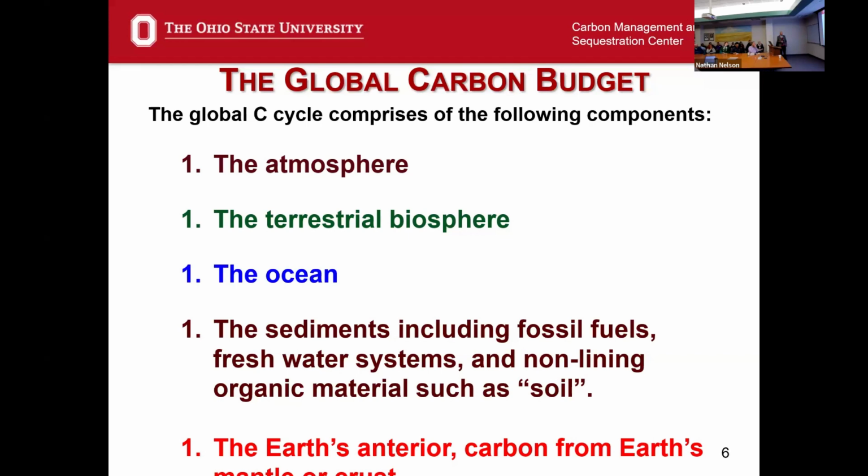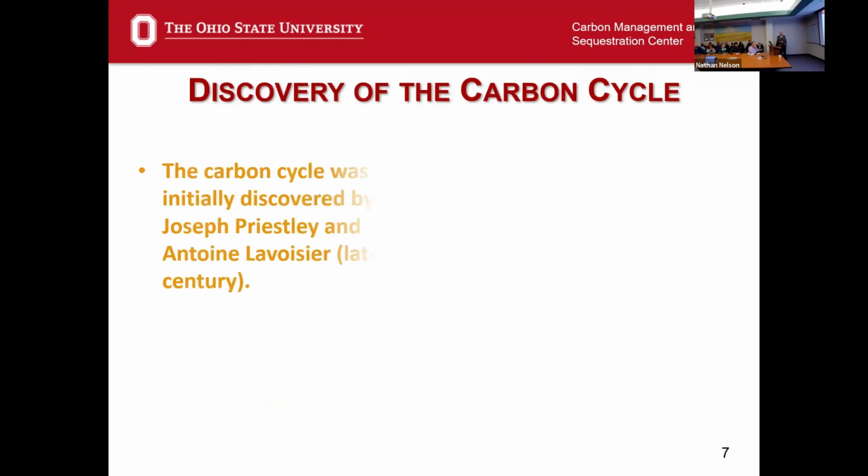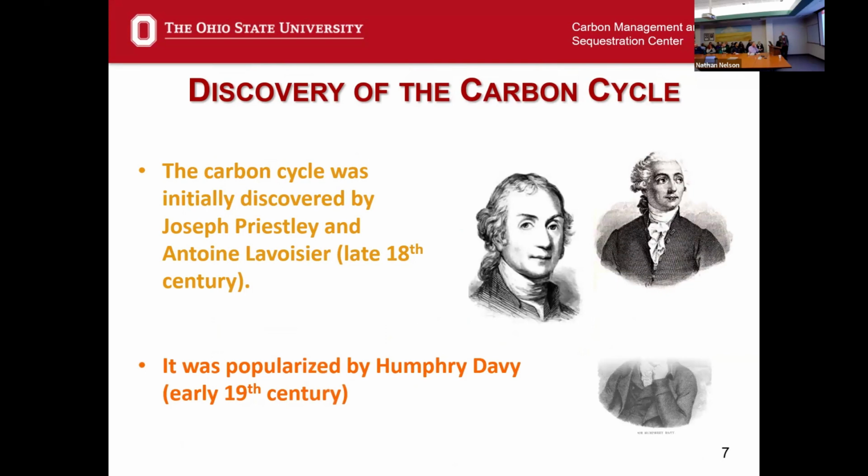So the global carbon budget involves all these components. How was the carbon cycle discovered? It was initially discovered by Joseph Priestley and Antoine Lavoisier in the late 18th century, and it was popularized by Humphrey Davy. Pictures of all three are here.